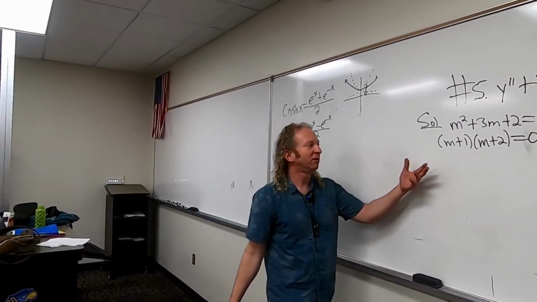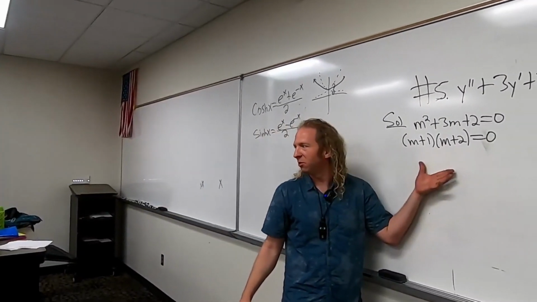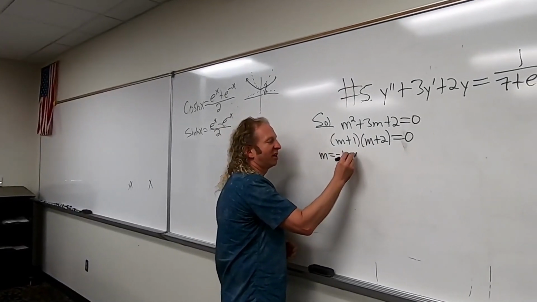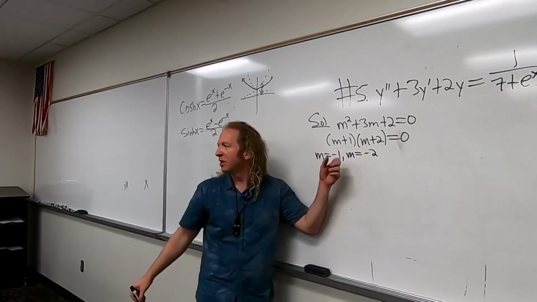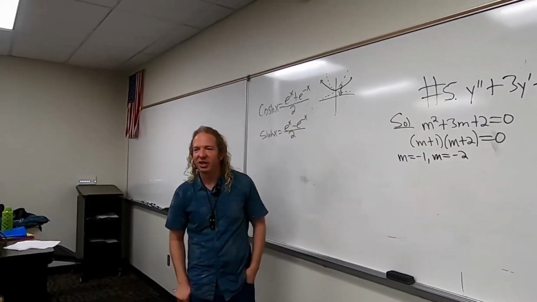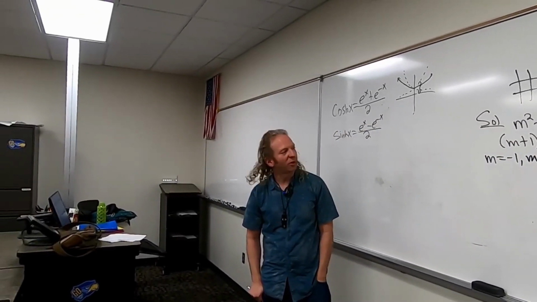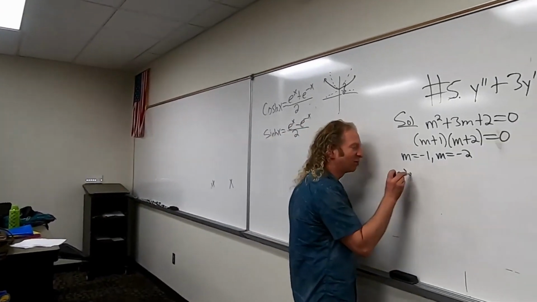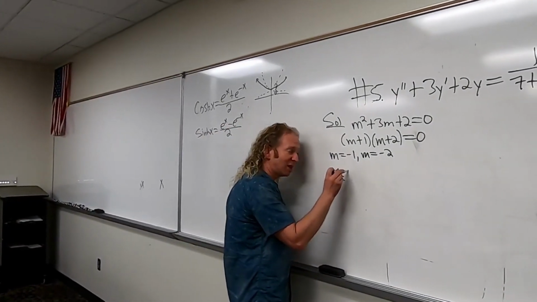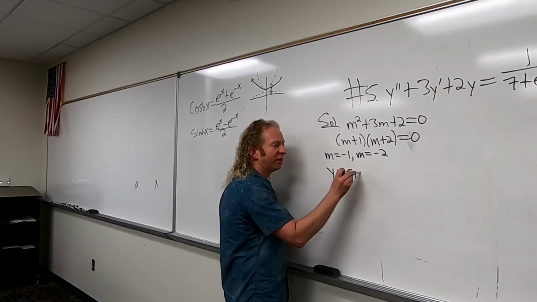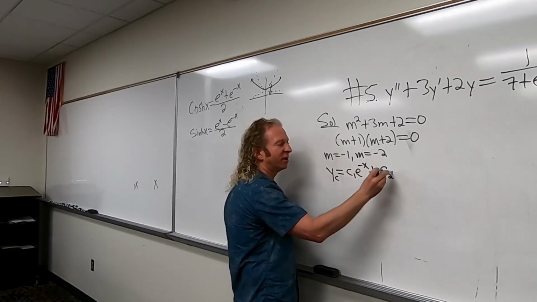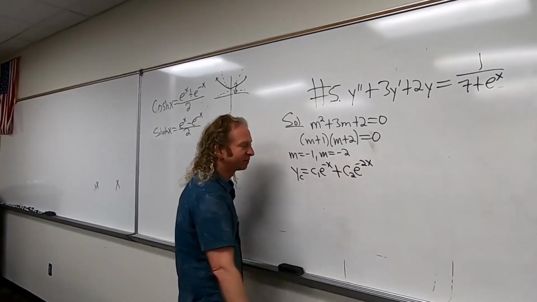Then you have a product equal to 0, set each piece equal to 0, so you get two answers: -1 and -2. That's going to give us two distinct real roots. So y sub c is c1 e to the -x plus c2 e to the -2x.